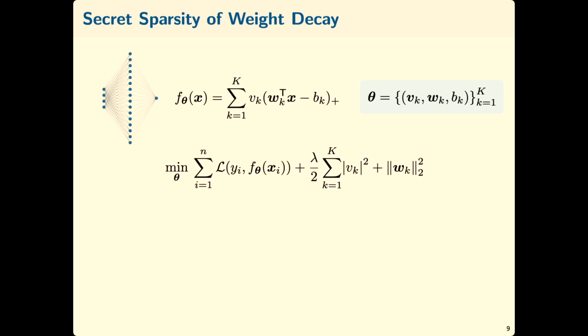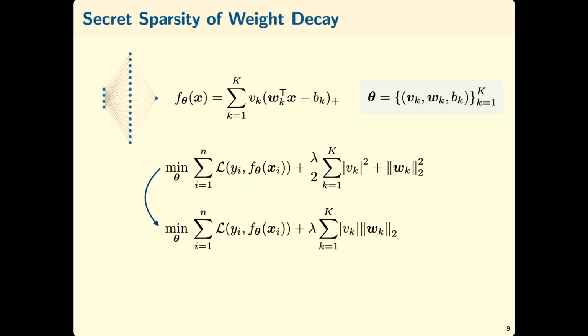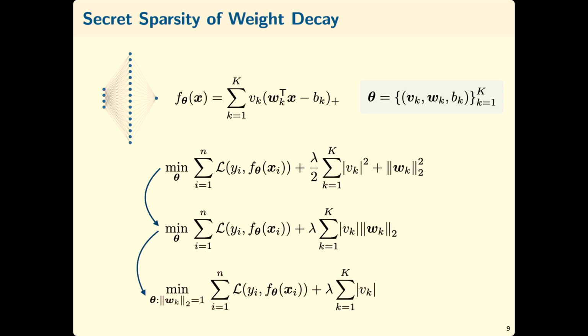So, here's my objective where I'm trying to train my neural network with weight decay. By this whole neural balance thing, it's actually equal to this regularizer where you're looking at the sum of the products of the weights. And then I can do another trick, actually, and I can absorb the magnitude of the input weights into the output weights because the ReLU is, again, homogeneous.